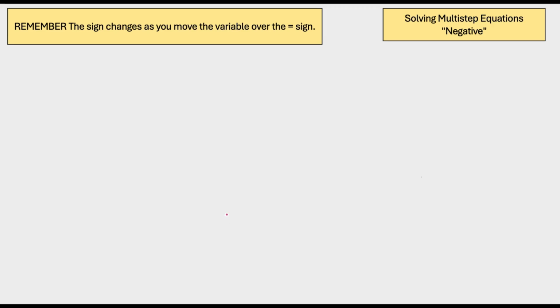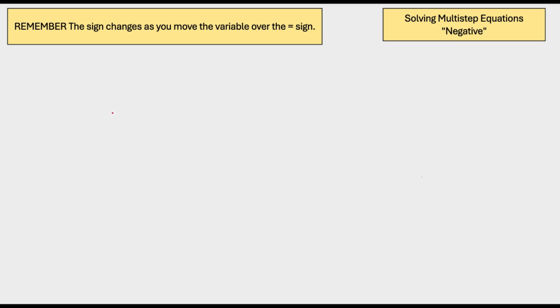Solving multi-step equations with negative numbers. I have done adding in the previous video, so it might be worth you stepping back to that first, just to get used to the steps that I'm going to be doing in this one.